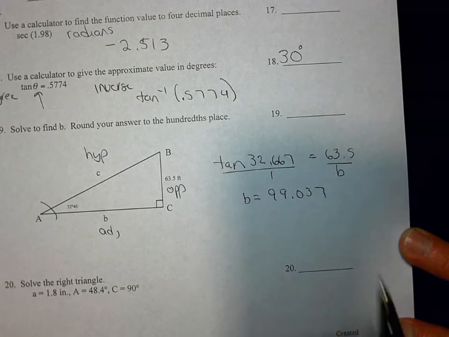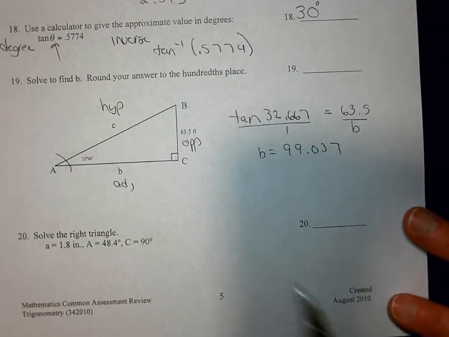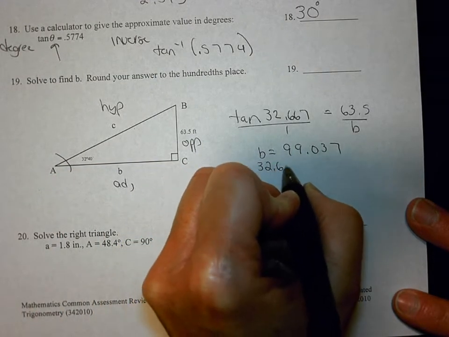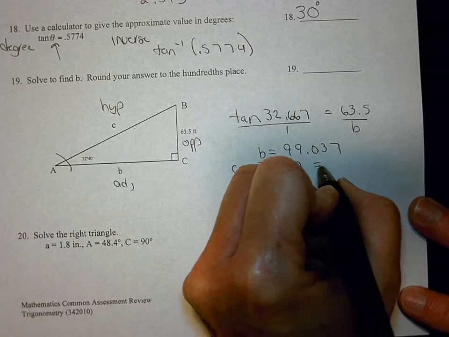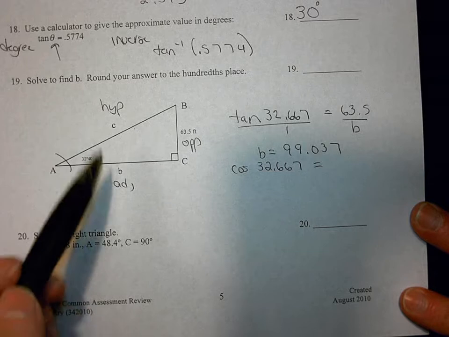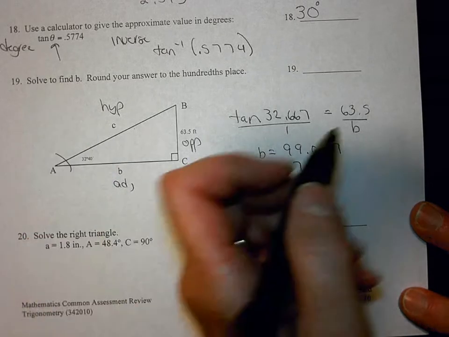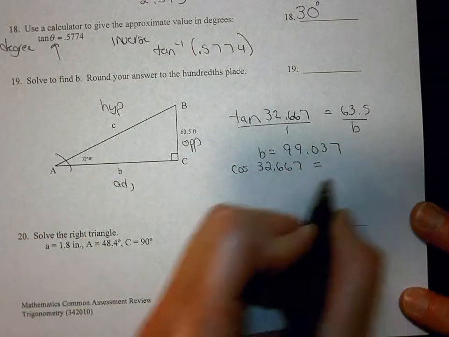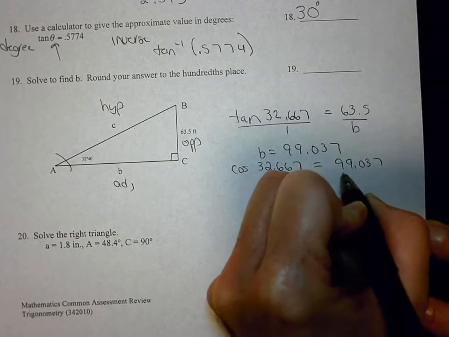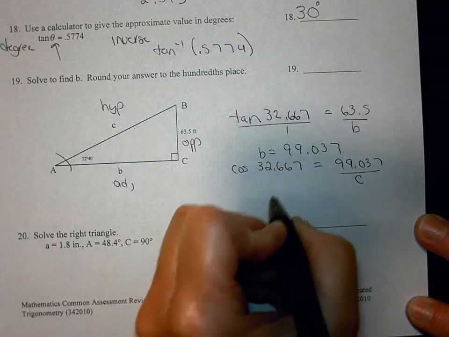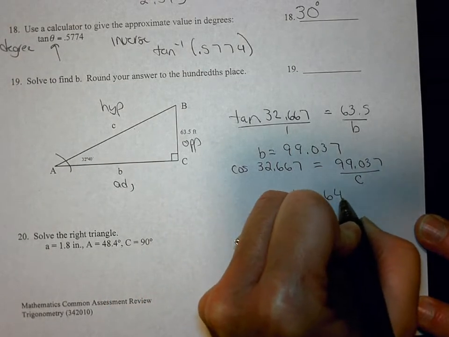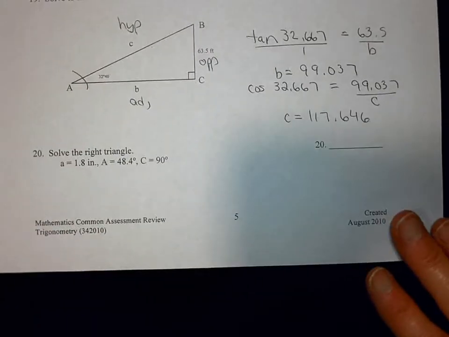The answer is 99.037. If we actually would just want to practice and find the C, that would be the cosine. So cosine of 32.667 is going to equal, let's see, if we're doing cosine, we're doing adjacent over hypotenuse, so we're actually doing the 99.037 over the C, and that value would be, if you just want to practice, 117.646.